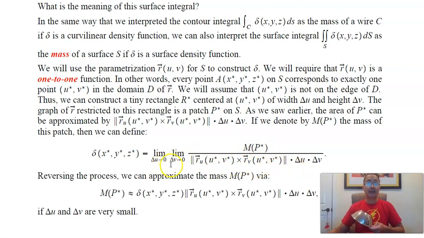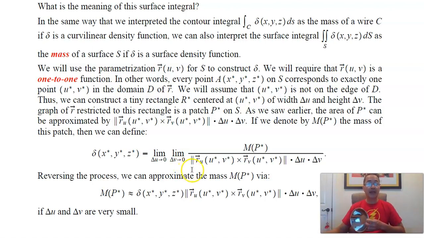Okay, and the limit as that patch gets smaller and smaller, when delta u and delta v get closer to 0, is the density at that point. Okay, so again, of course, this is a theoretical process. You won't actually be cutting little pieces in here. You ruin the bowl that way. How are you going to use it if it has so many holes in it?